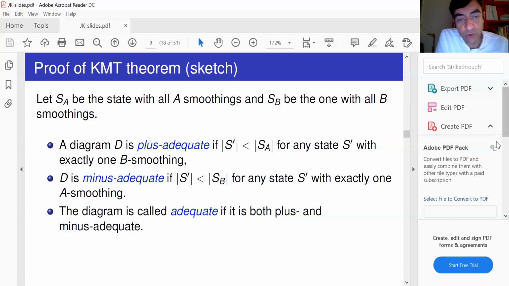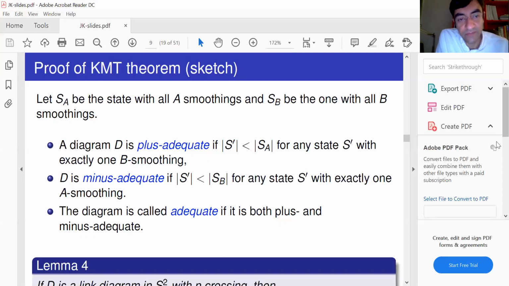And if a diagram is both plus and minus adequate, that diagram is called adequate. Why do we have this definition? We have the notion of plus adequacy to guarantee that we obtain the maximum A degree. And also we have the minus A adequacy to obtain the minimum A degree.